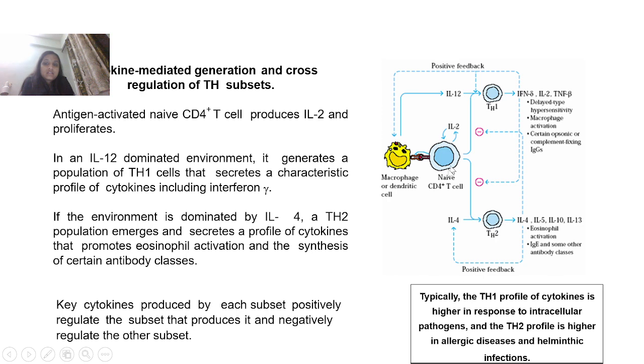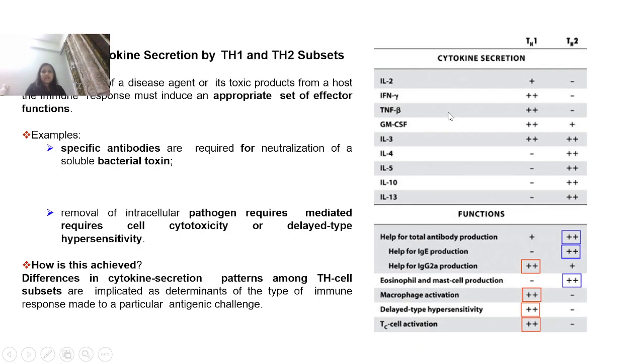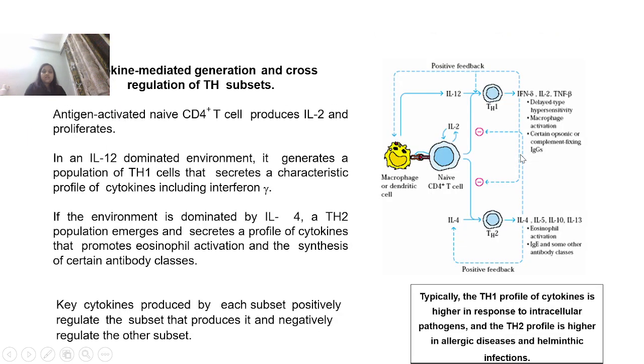Then there is this naive CD4 T cell. If there is an excess amount of IL-4 in the environment, here you can see IL-4 is secreted, then this naive CD4 T cell will become the Th2 subtype. If it is IL-2, it will go to the Th1 subtype. If it is IL-4, it will go to the Th2 subtype.